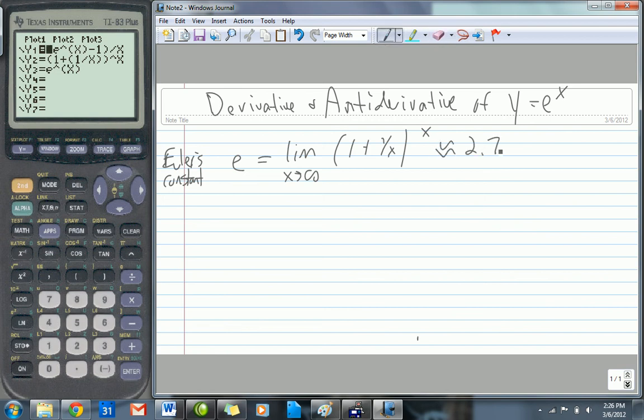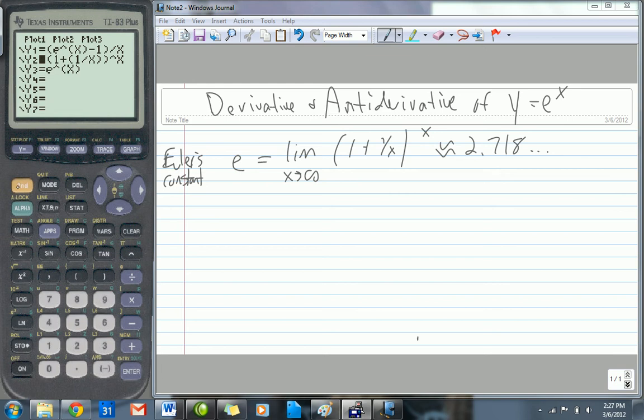I should say that e is about 2.718. It's an irrational number, doesn't repeat, has no pattern, doesn't end. But just to show you that is indeed the limit, I've set up a little note here, 1 plus 1 over x to the x.